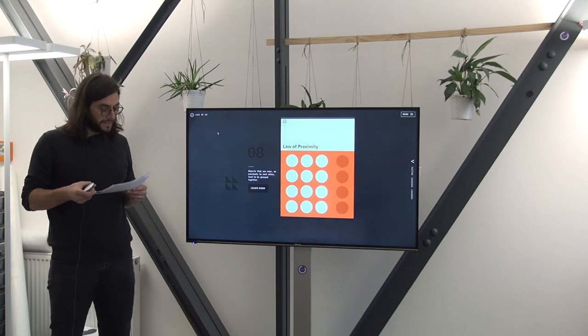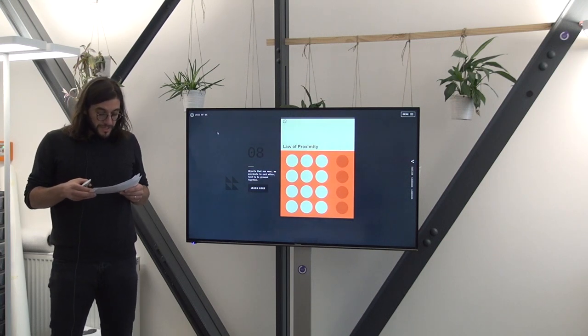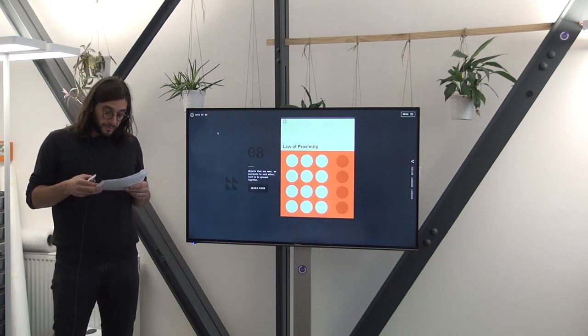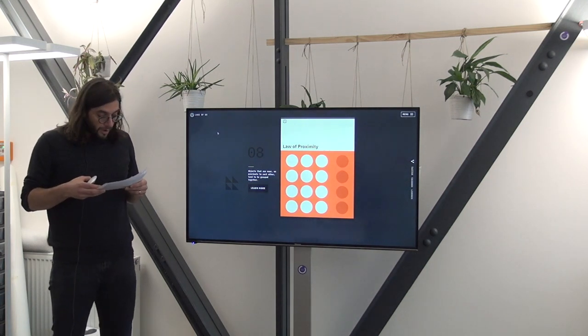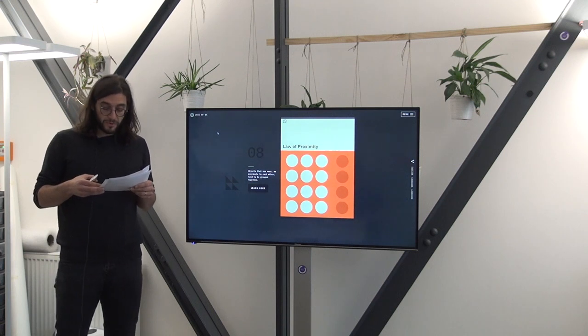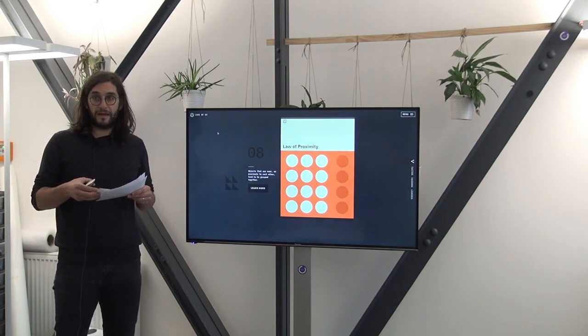Law of proximity. Objects that are near or proximate to each other tend to be grouped together. The law of proximity is useful by allowing users to group different clusters of content at a glance.